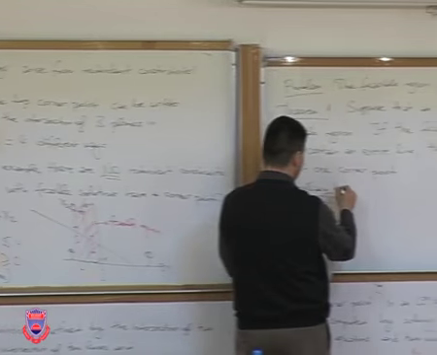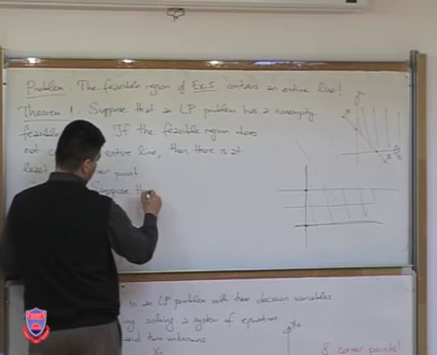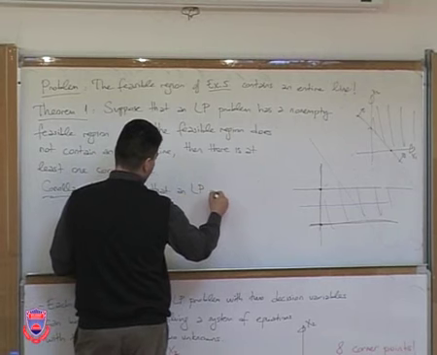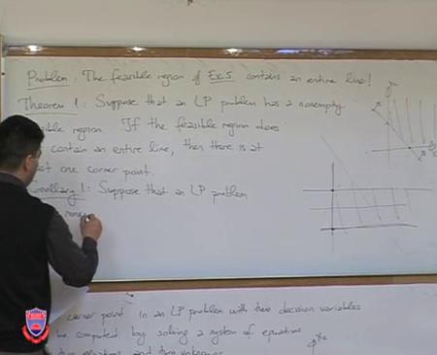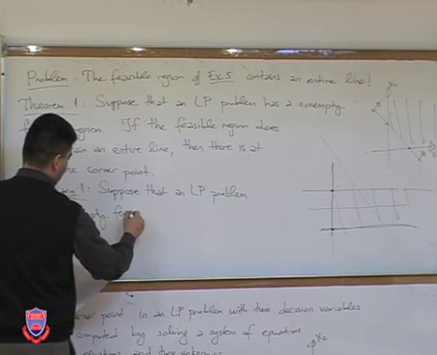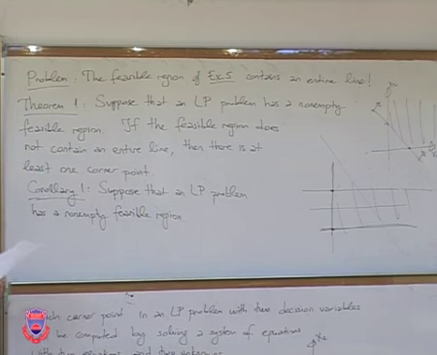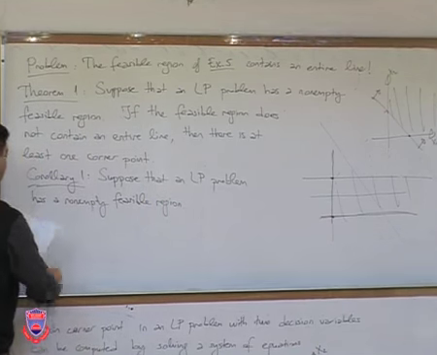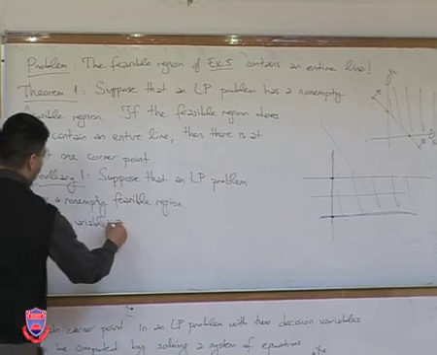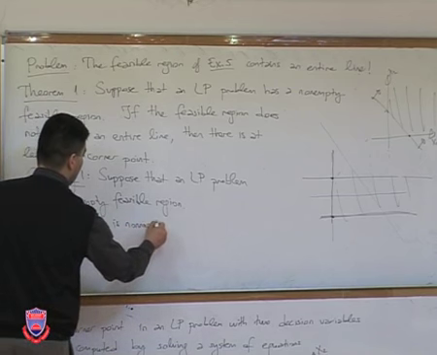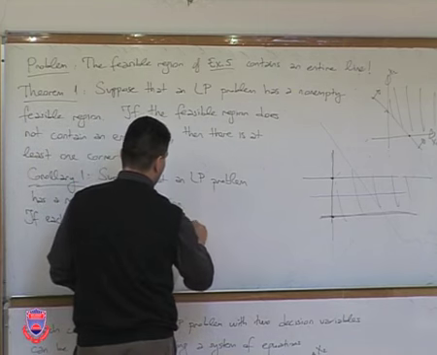Corollary 1. Suppose that an LP problem has a non-empty feasible region. If each variable is non-negative, then there's at least one corner point.